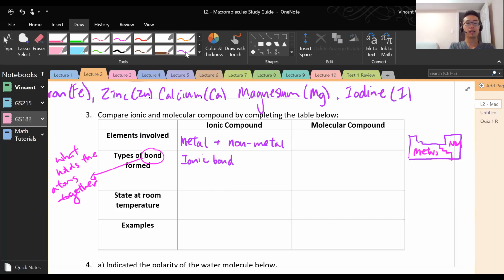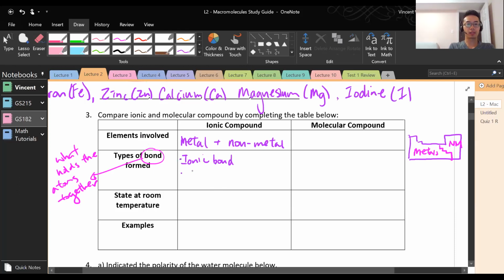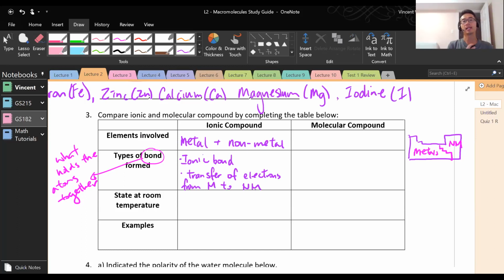Okay, so ionic bond. Now, this kind of ionic bond involves the transfer of electrons from metal to non-metal. Okay, so metals, they don't really like electrons. They don't want to give them away.